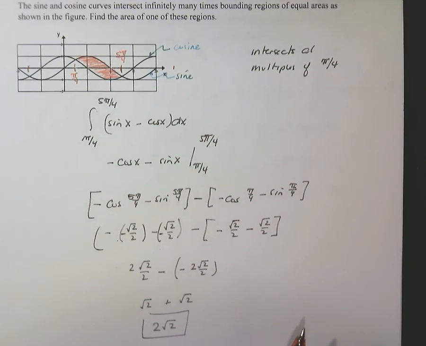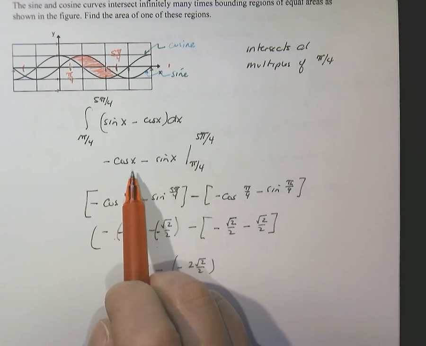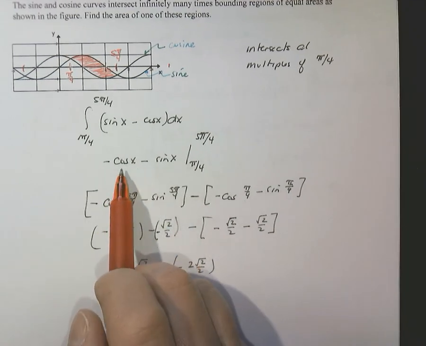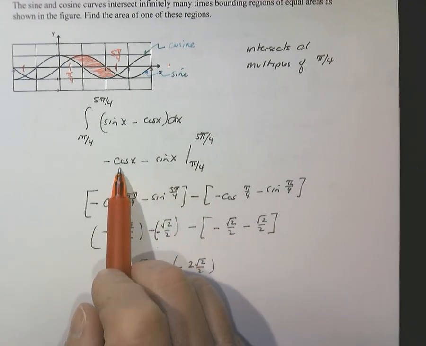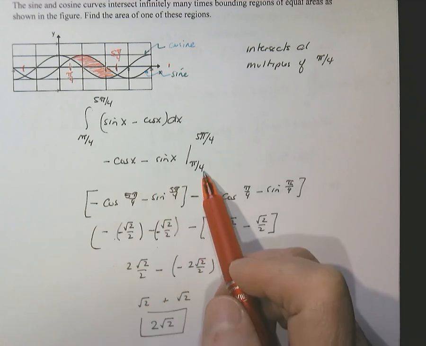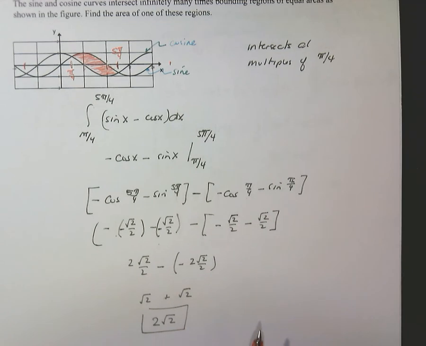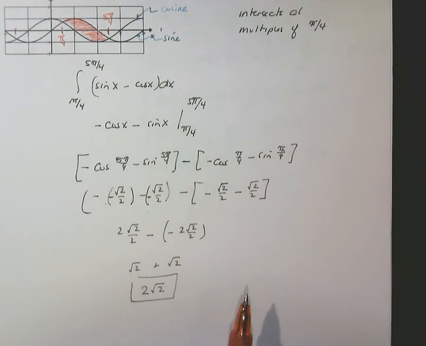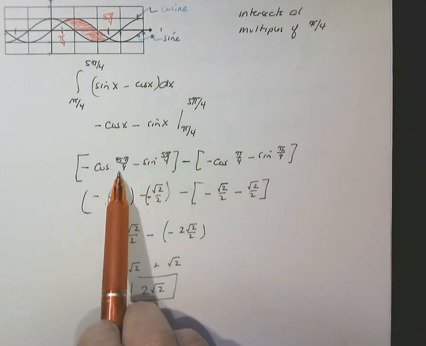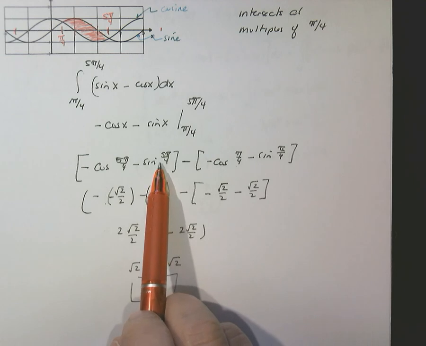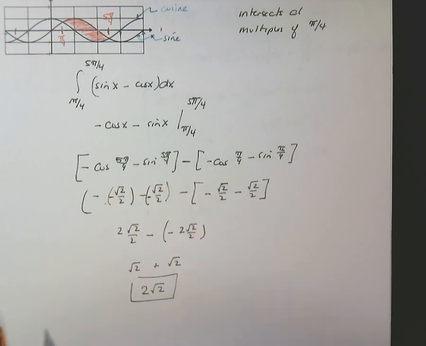Integrate them carefully. Always in your mind, check by taking the derivative. So I get a negative cosine x minus a sine x. I'm evaluating it at pi over 4 and 5 pi over 4. I'm going to show where I plugged these values in. On a free response question, you would need to show everything that you've plugged in.